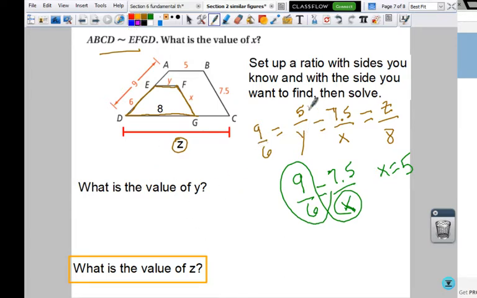If I'm going to find y, I'm going to do basically the same thing, except this time I'm going to use a ratio I know for sure with just numbers, 9 over 6. And I'm going to set it equal to my ratio that has the y, 5 over y. And I'm just going to solve it for y. So I'm going to use my fish method again. 5 times 6 is 30, divide by 9. And that is 3.3.